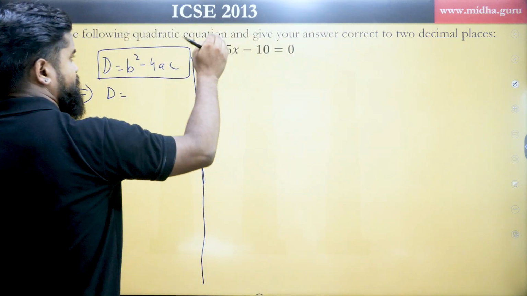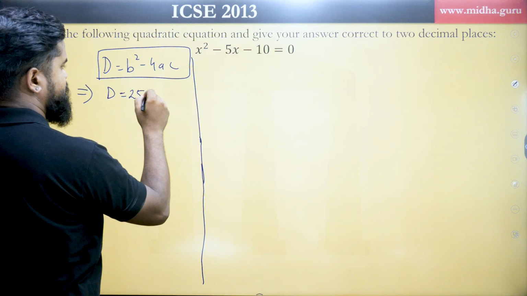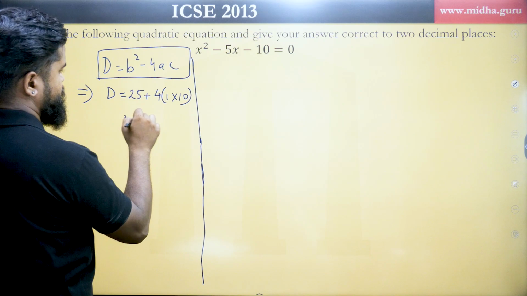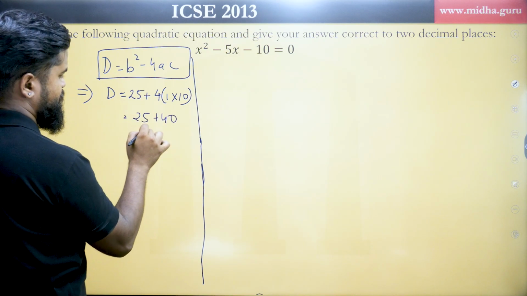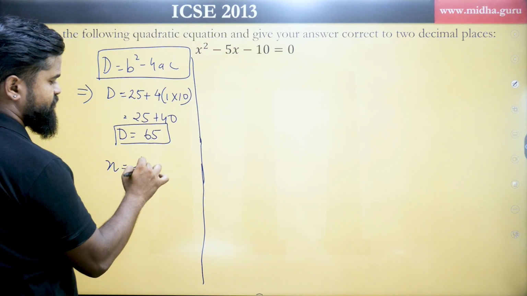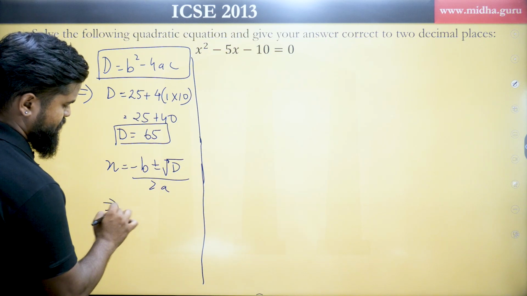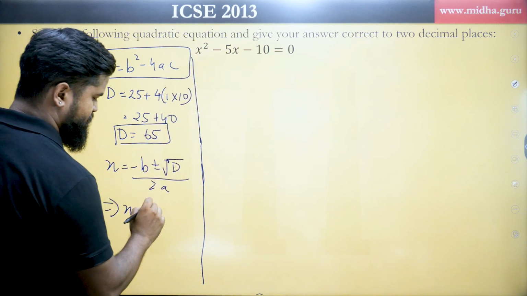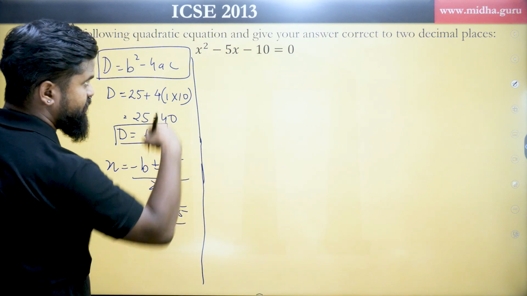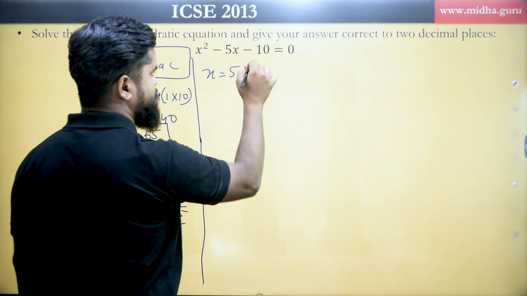So here we have b is minus 5, square being 25. And since c is minus, this term becomes plus 4 into 1 into 10, which will give us 25 plus 40, which will be equal to 65. Now x is equal to minus b plus or minus the root of the discriminant divided by twice of a. So x will be equal to minus of b becomes plus 5 plus or minus the root of 65 divided by twice of a, a being 1, 2. So x is equal to 5 plus or minus.